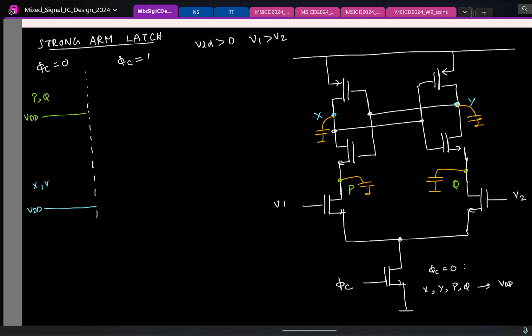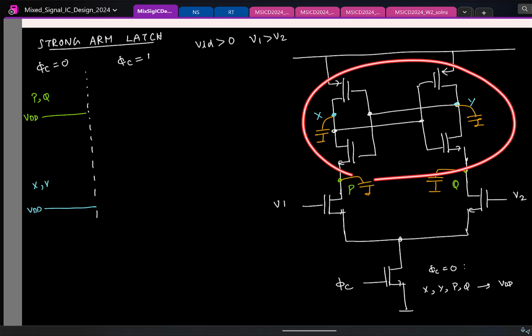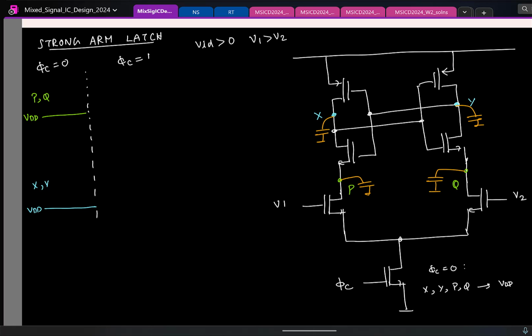Gate of the PMOS is VDD, it will not be conducting. Look at the NMOS. Source is pre-charged to VDD. Even the gate is pre-charged to VDD. Will the NMOS be conducting? So initially, these 4 transistors will not be playing any role.